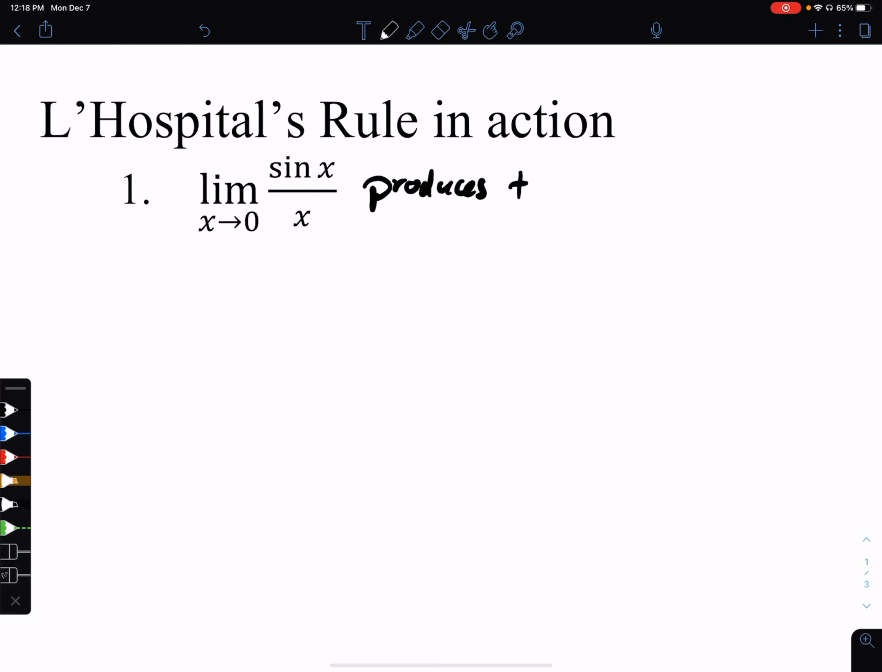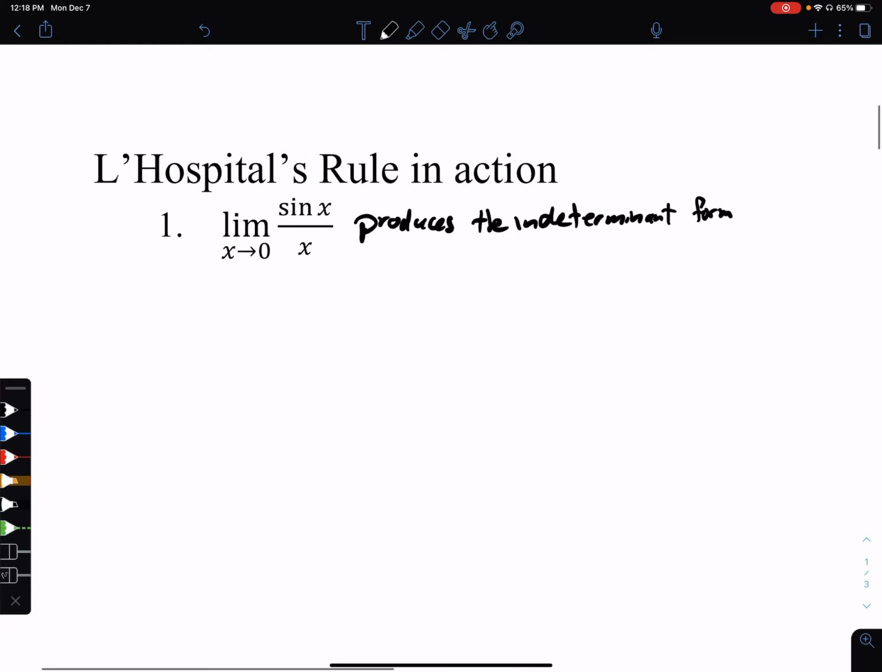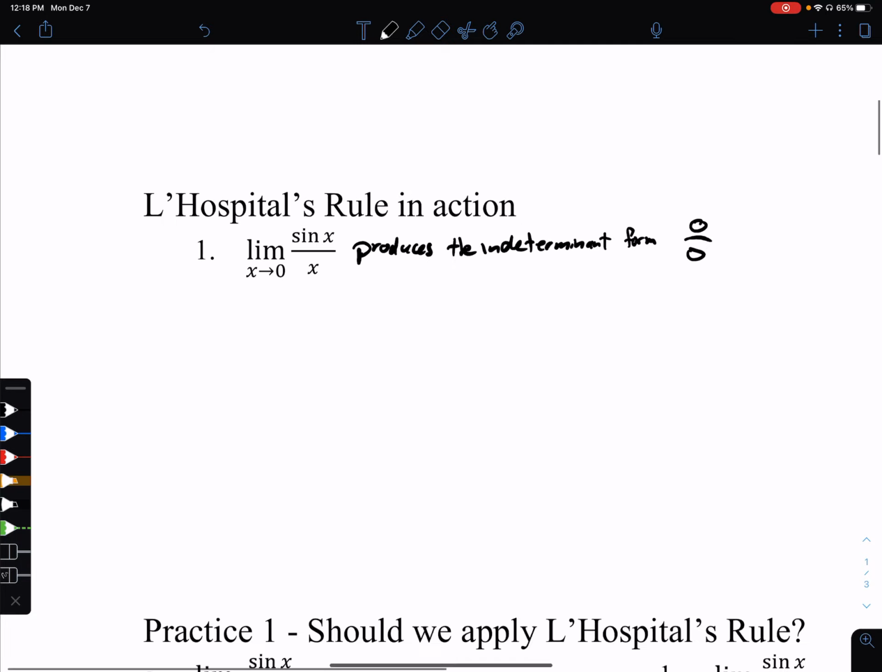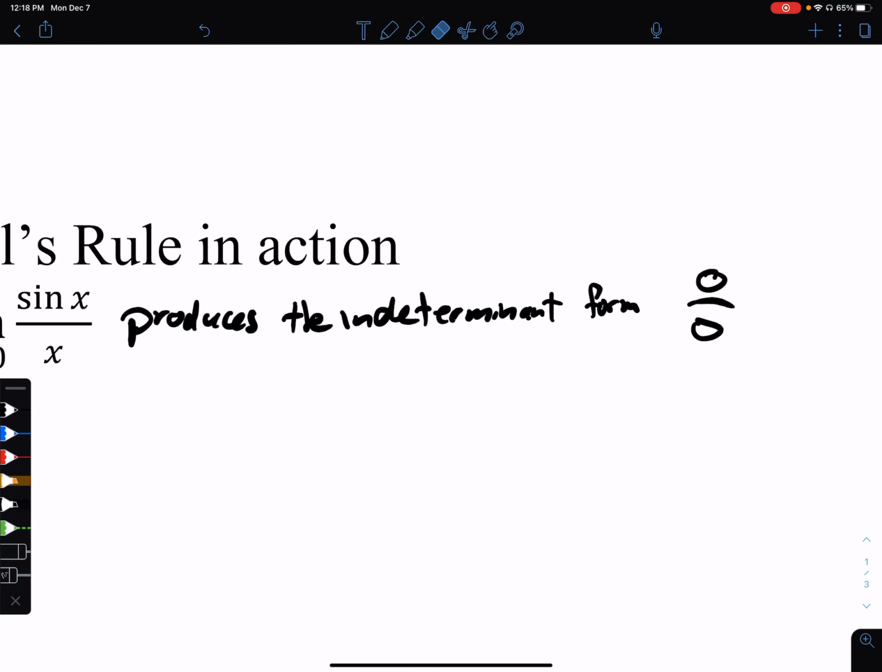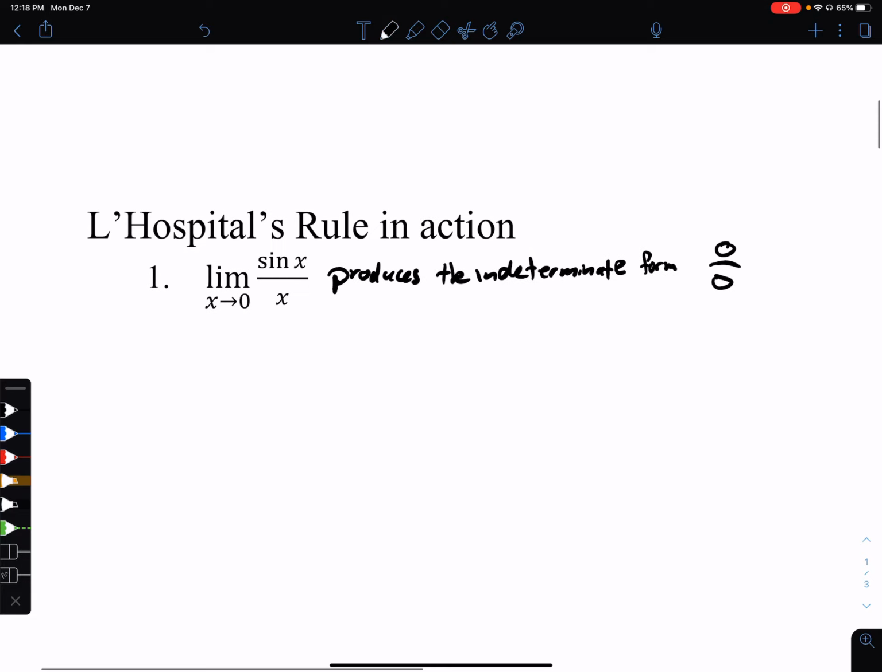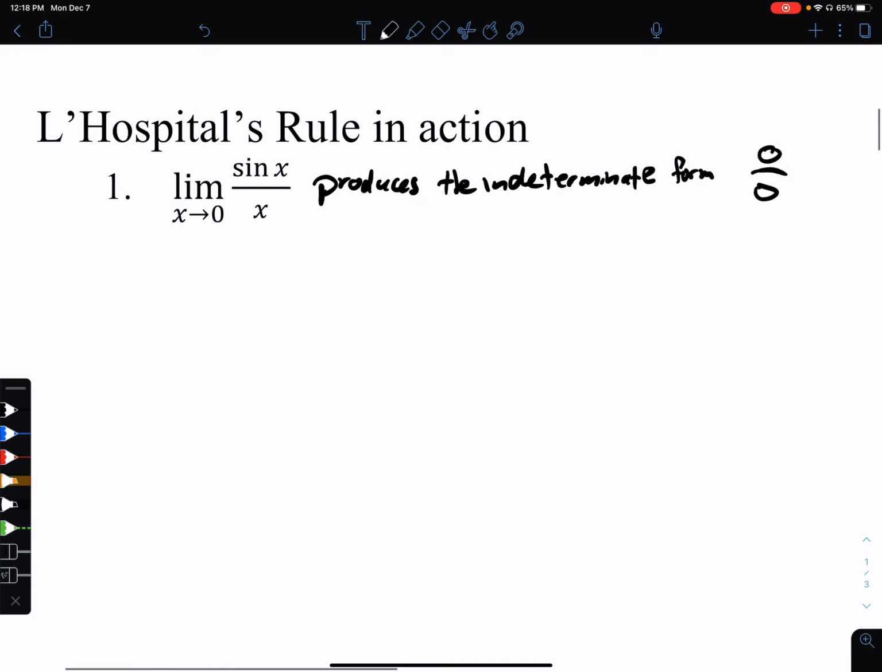the indeterminate form 0 over 0. Did I spell indeterminate right? Of course I didn't. Since that produces the indeterminate form, we can apply L'Hopital's rule.